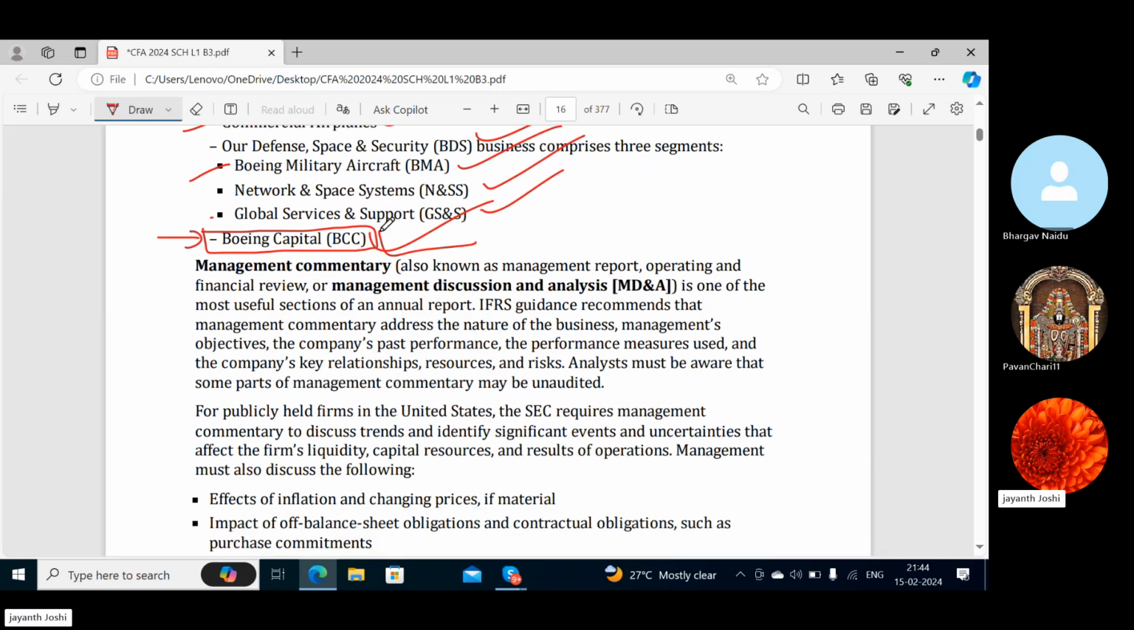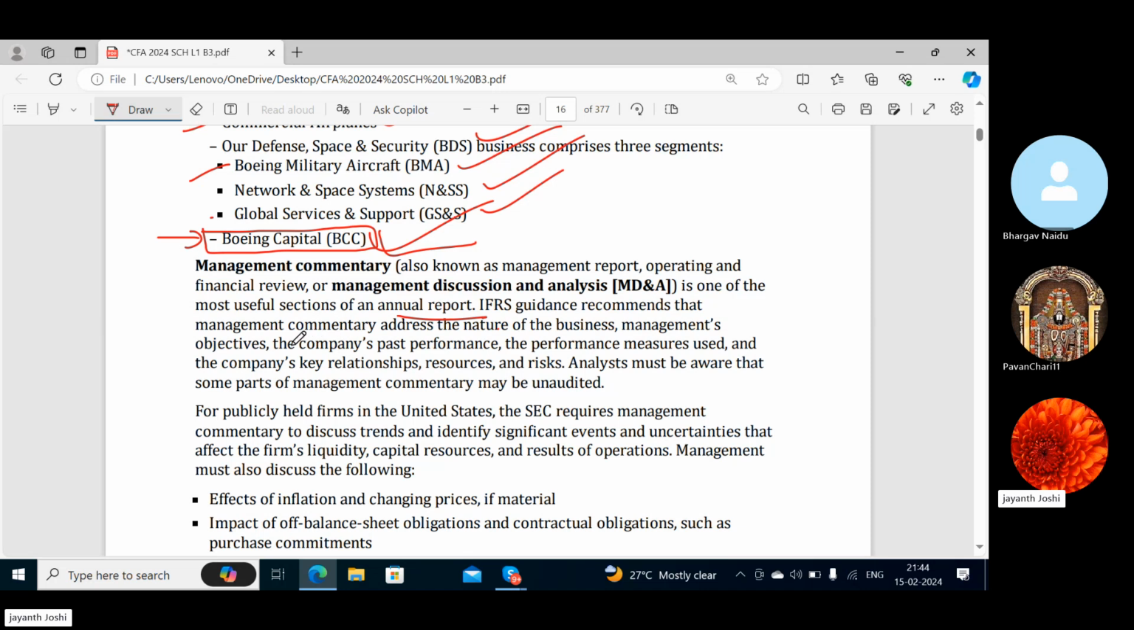Fine. And then comes management commentary. This is what is called management discussion and analysis, also known as the management report. The operating and financial review, or management discussion and analysis, is one of the most useful sections of an annual report. IFRS guidance recommends that management commentary address the nature of the business, management's objectives.